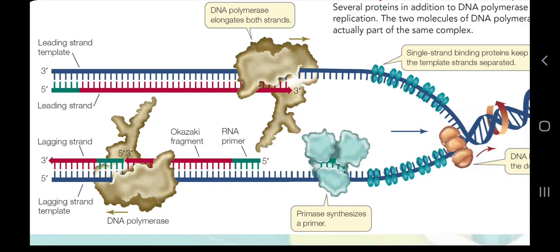In bacteria, we find many types of DNA polymerase: DNA polymerase 1, DNA polymerase 2, DNA polymerase 3, DNA polymerase 4, DNA polymerase 5. These numbers were given in the sequence of discovery. We discovered DNA polymerase 1 first, then DNA polymerase 2, then DNA polymerase 3. But the main replicative enzyme in E. coli or in bacteria is DNA polymerase 3.